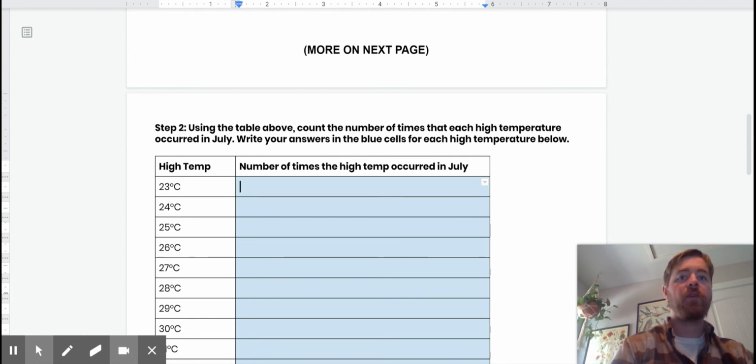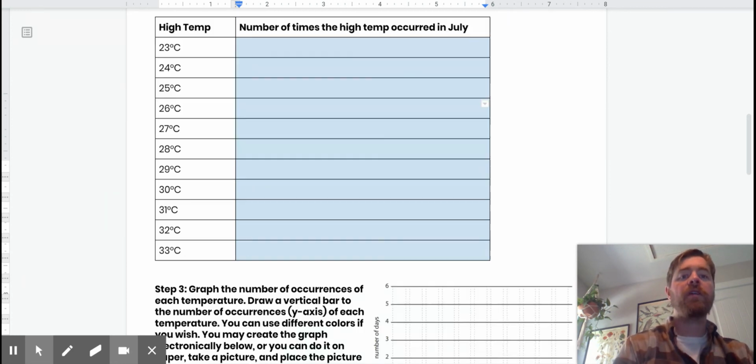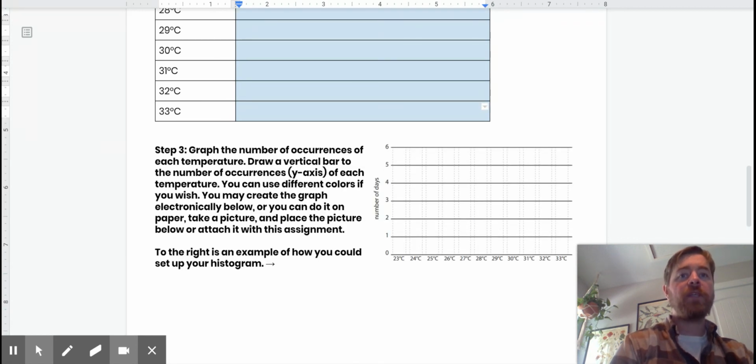And we do the same for 24 degrees. Count up how many days had 24 degrees for their high temperature, how many days had 25 degrees for their high temperature, and so on until we filled out this whole table. 23 degrees through 33 degrees Celsius. How many days? Okay.